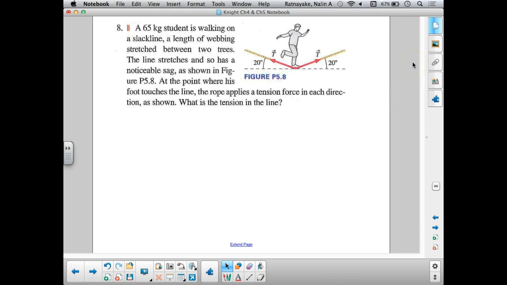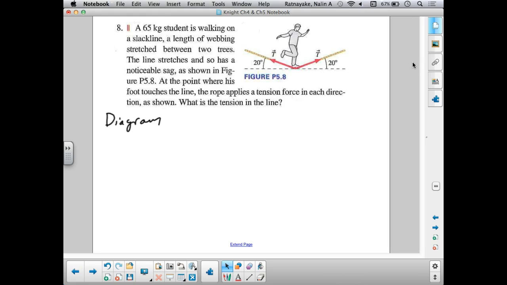Okay, and this gets at some of the concepts in chapter 5, and in chapter 5.1 we are mainly concerned about static equilibrium. That means we have something standing still and it's in equilibrium, so everything should be balanced, and this is a case of that. So I'm going to begin by drawing a diagram, which is the first thing I want.